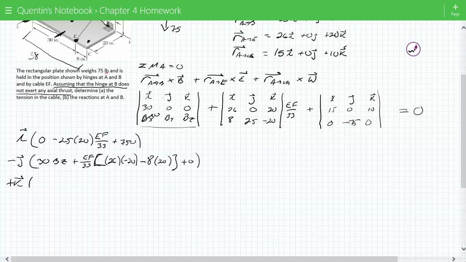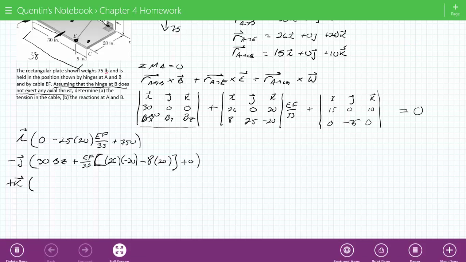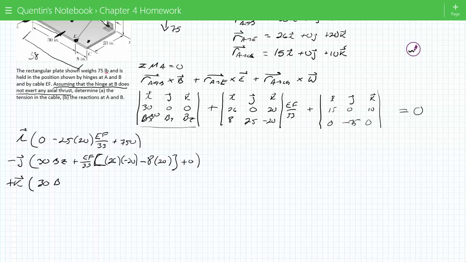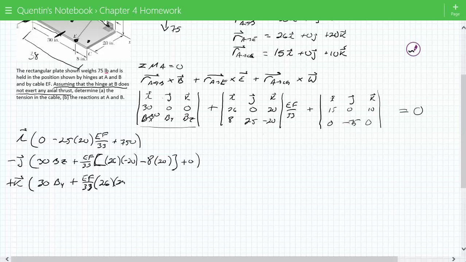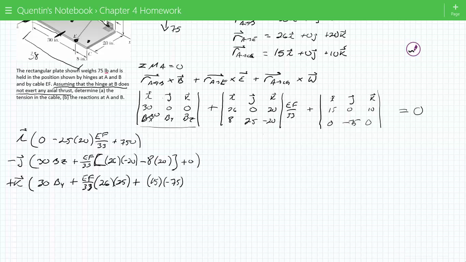Plus the K terms, which are going to be on this one 30 BY, plus EF over 33 times the K term of this, 26 times 25 minus 0, so 26 times 25. And then the K term on the last one is going to be plus 15 times minus 75, all that. Okay, so that is your equation. Your I terms, your J terms, and your K terms.